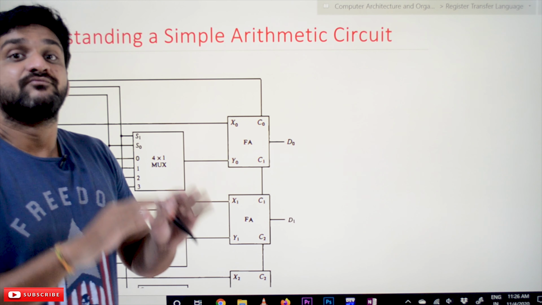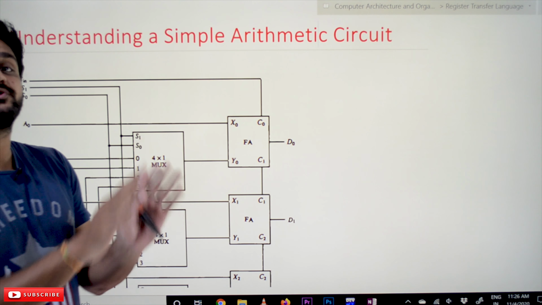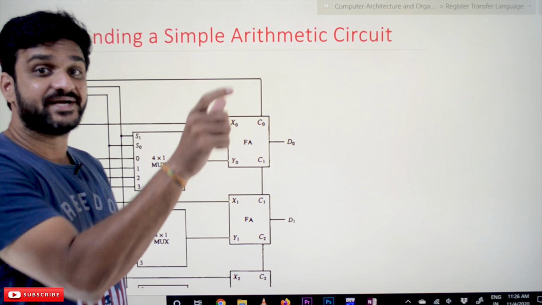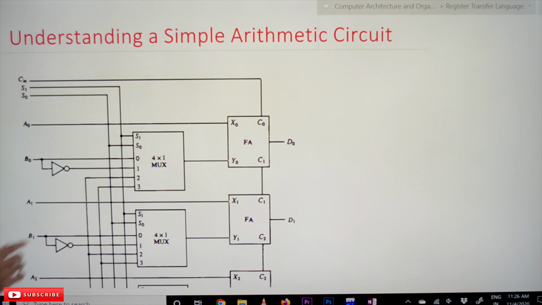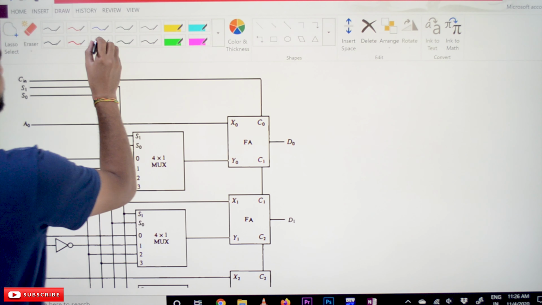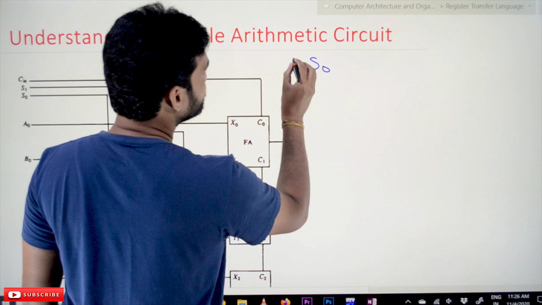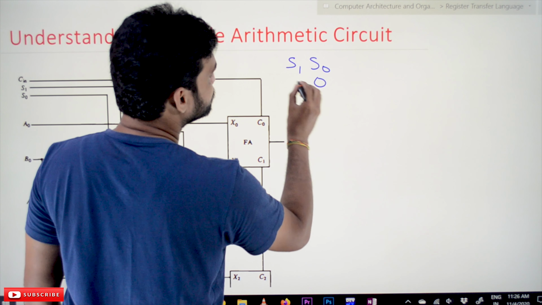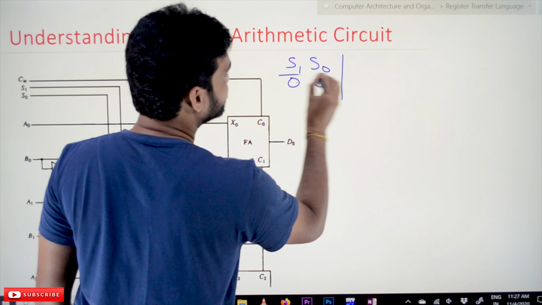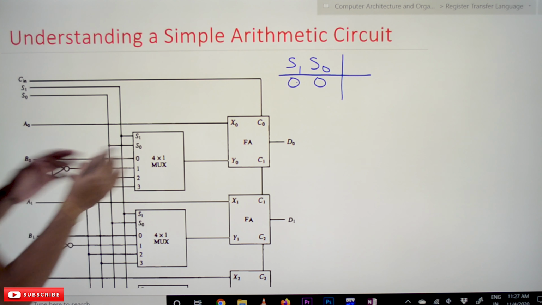So now we will try to understand what outputs are generated when S0 and S1 are provided with some bits. So let's try to understand that by providing the values of S0 and S1. For example, if the value of S0 and S1 is 0, 0, what is the output that is generated by the multiplexer?